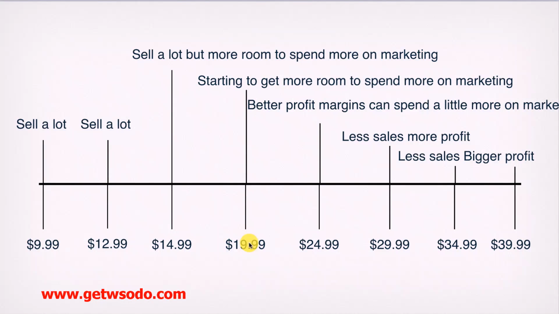So you sell 10 a day, that's $100. You don't have to sell as many, and you have a little bit more room for higher conversions. You can pay up to like $4 or $5 per conversion. So you start to get more room to spend on marketing. Now this is still kind of a volume game. You have to have a lot of volume to make really good money. But when you start to get to things like $24, $25, you've got better profit margins, and you can spend even more on marketing. Now, when you get to this point, $24, it really depends on your item cost.